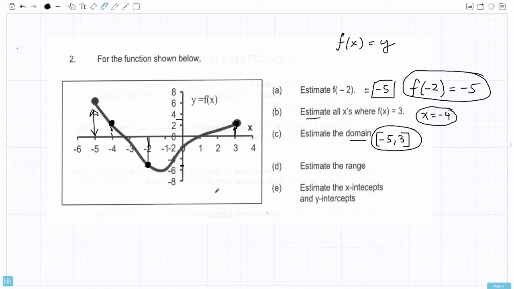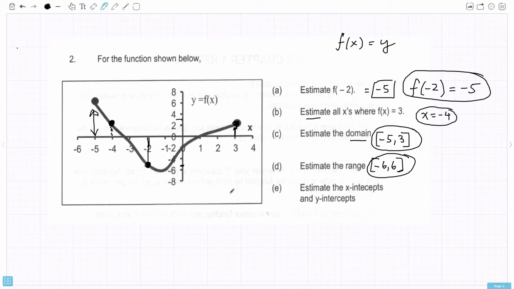Estimate the range. Well, that's the y values for which the function is defined, all the y values from the lowest to the biggest. So it looks like the lowest is -6, roughly. You could estimate slightly below that, but I'm going to go with -6 up to +6, and I'm going to stay at +6 just because that's where that dot is. It's just an overly huge dot to emphasize the point. So let's go from -6 to 6 as our estimate, again including the boundaries. So that's my answer for D.